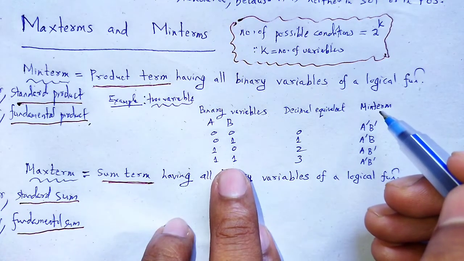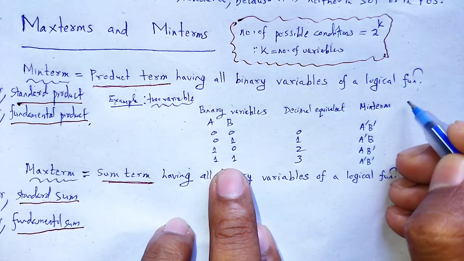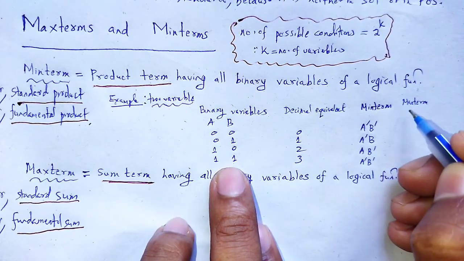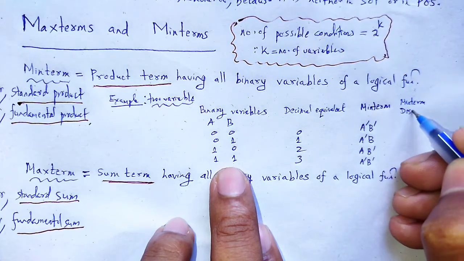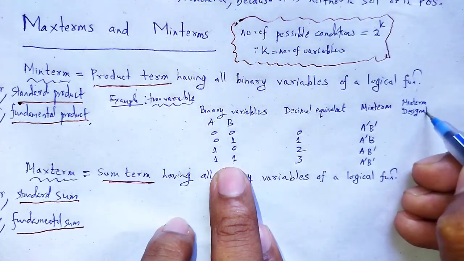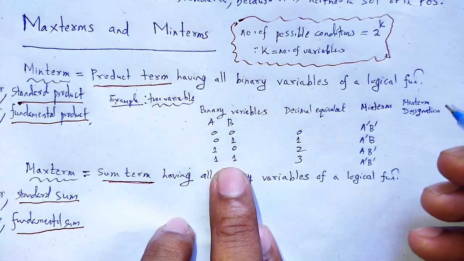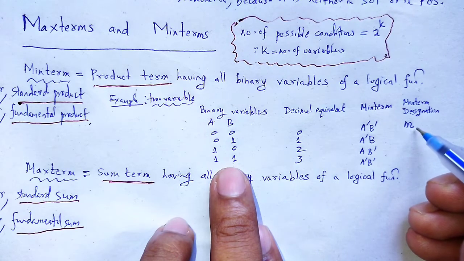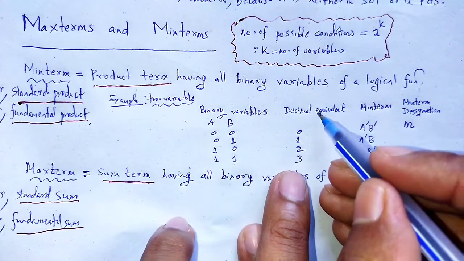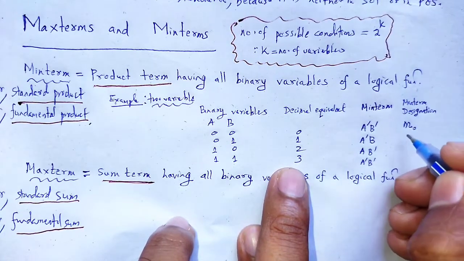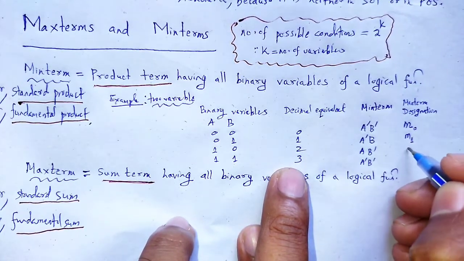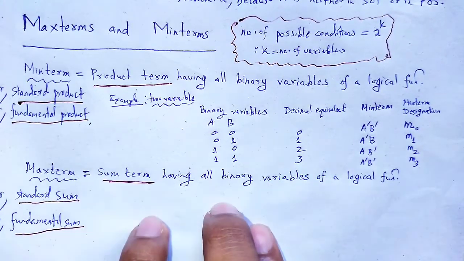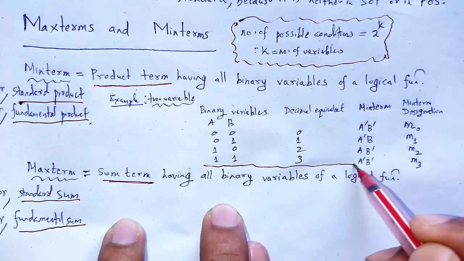How do we designate a min term? Min term designation uses a small m, and in the lower subscript we use its decimal equivalent. So here m0, then m1, m2, m3, for two variable inputs.